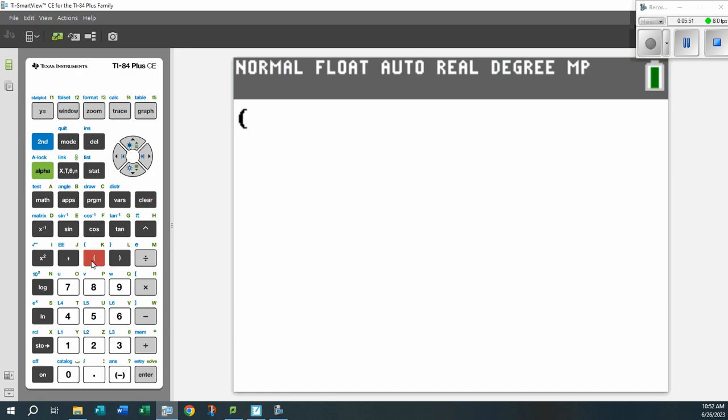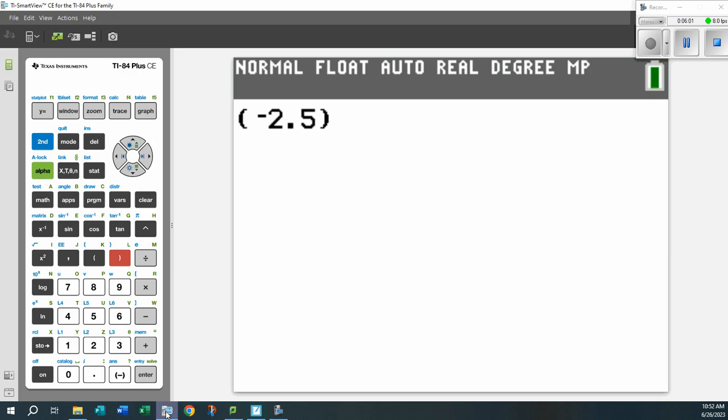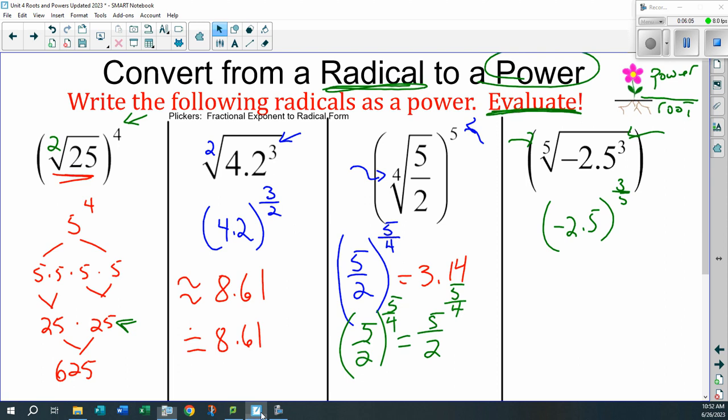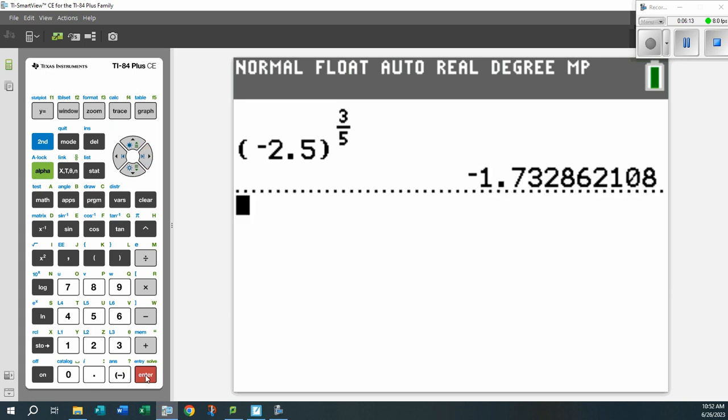So negative 2.5, okay? I'm going to put it in here, clear this guy out of here. Bracket, negative 2.5. Let's see if that's correct. Put the bracket on there. Yeah, it's negative 2.5 raised to the power of 3/5. I'm going to use my alpha frac, and it's 3 over 5. Okay, 3 over 5. Punch it. Let's see what it looks like.